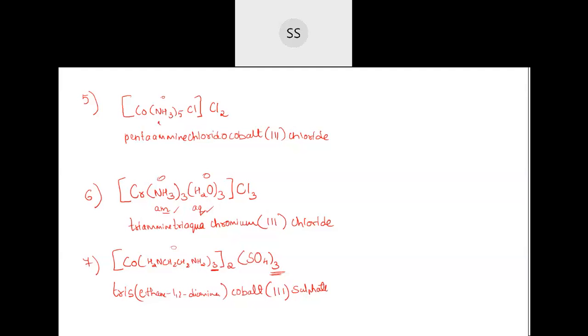Yes, so that is how to give the name. Now I will go for neutral complex. A few more I will give you for homework. Later, everything together I will give you for homework. Okay, so this is how you are supposed to name the cationic complexes.